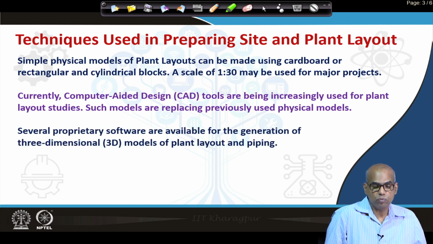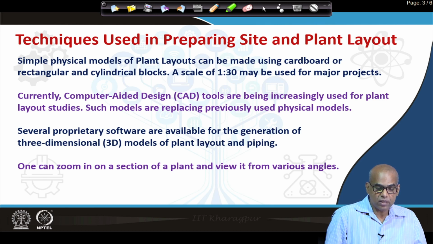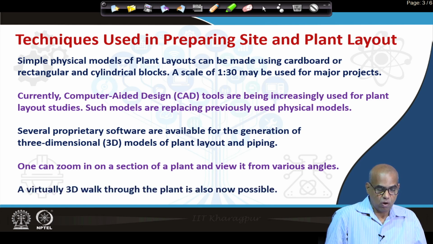Several proprietary software packages are available for the generation of three-dimensional models of plant layout and piping. One can zoom in on a section of a plant and view it from various angles. So, that way it becomes very convenient. Also, a virtual three-dimensional walk through the plant is now possible.